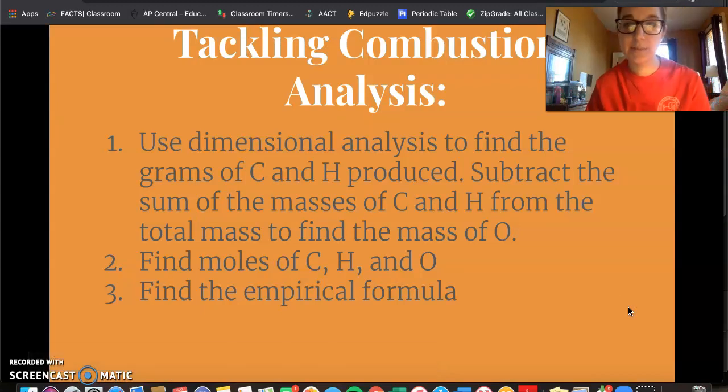So these are the steps that you will take to tackle a combustion analysis problem. You'll use dimensional analysis to find the grams of carbon and hydrogen produced. Subtract the sum of the masses of carbon and hydrogen from the total mass that you started with to find the mass of oxygen. Then you can find the moles of C, H, and O by using the molar mass and going from grams to moles. And then you can find the empirical formula.